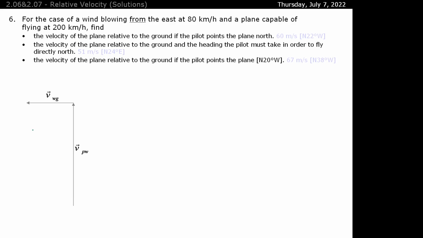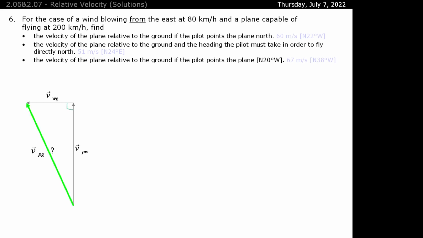So yeah, the wind is blowing from the east. In other words, it's traveling towards the west, and the plane is trying to fly towards the north. When you add them together, what is your resultant vector? That's what we're trying to solve for. I have that animated out.